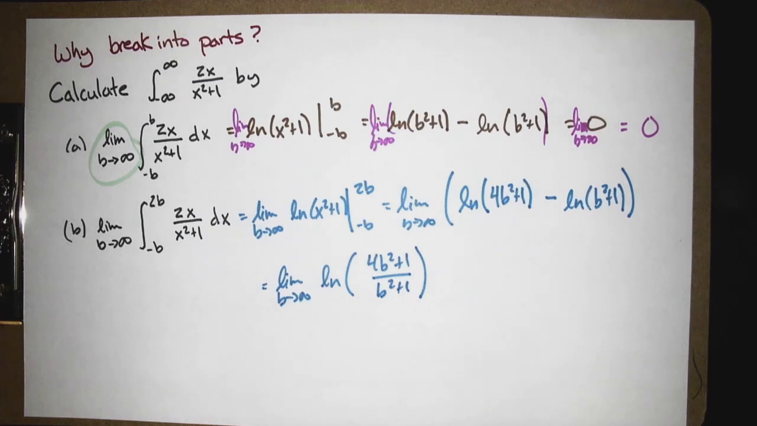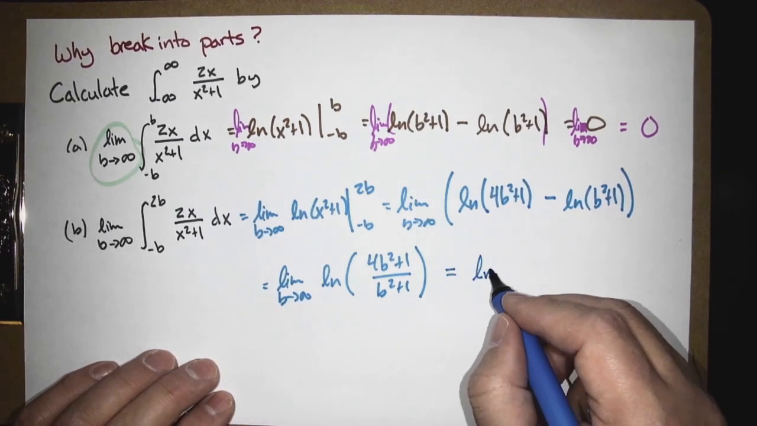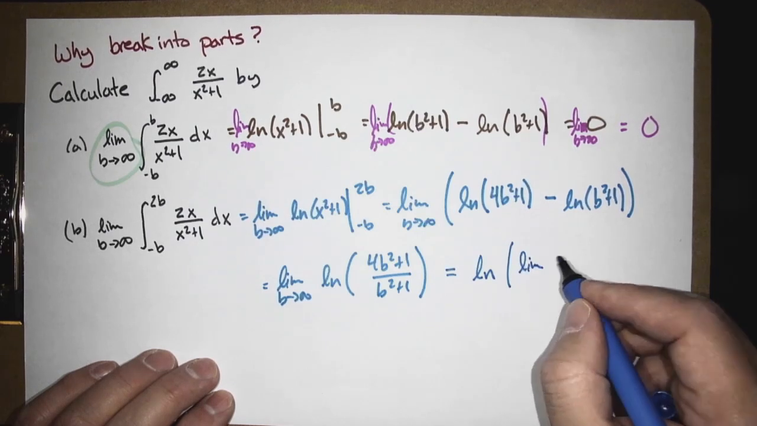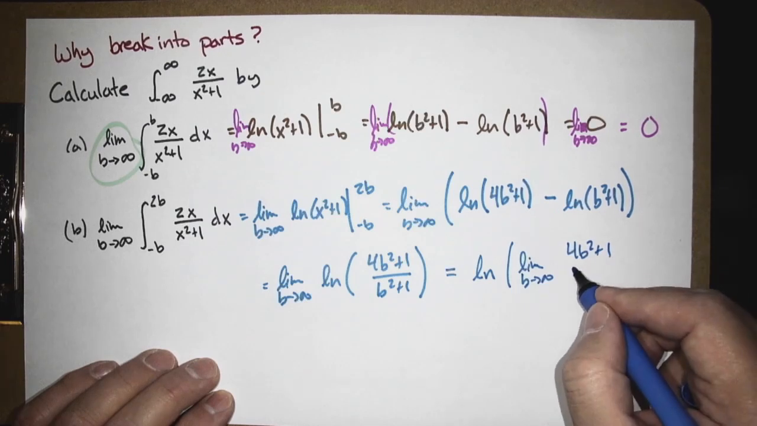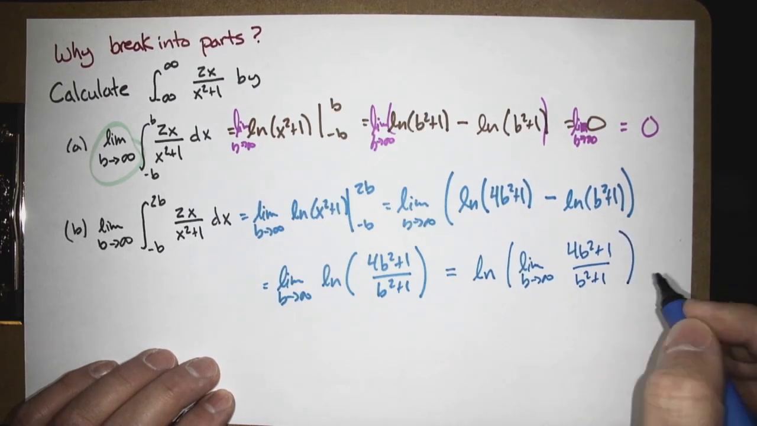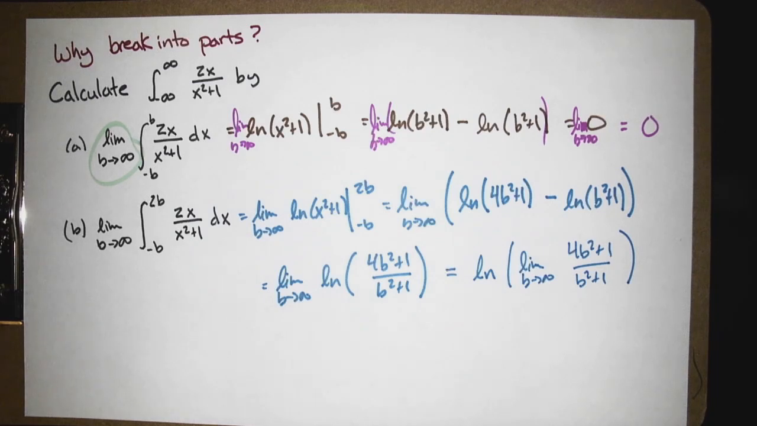And the nice thing is you can push the limit through the log. The reason you can do this is log is a continuous function. And limits and continuous functions get along well with each other. So this is log of the limit as b goes to infinity, 4b squared plus 1 over b squared plus 1. What is this doing? 4b squared plus 1 over b squared plus 1. b is a big number. What does this do? And why does it do it?